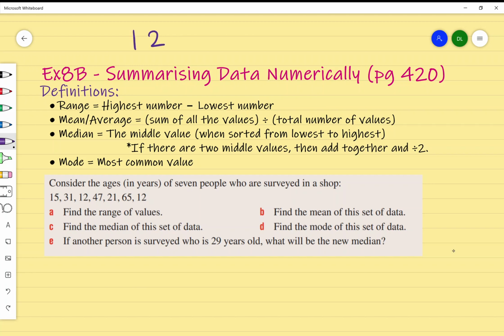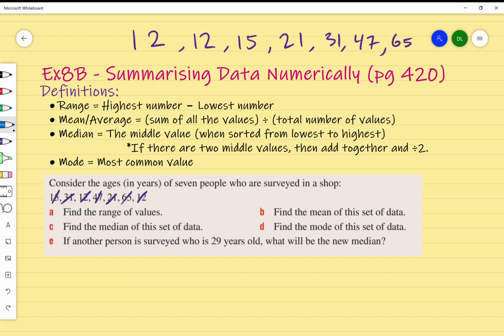So 12, 12, 15. The next biggest one I believe is 21, 31, 47, and finally 65. So we've got all those values there.